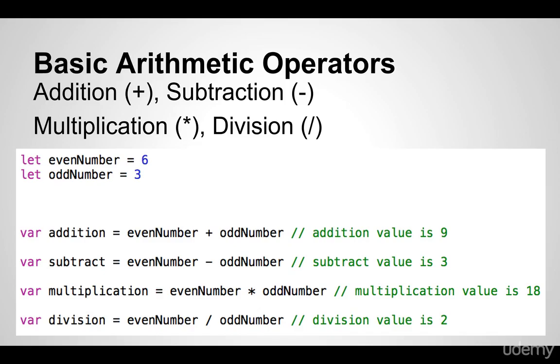Then subtract is now equal to the even number minus the odd number. So the minus sign, 6 minus 3, gives a value of 3. So subtract receives the value 3. Then var multiplication is equal to the even number times the odd number. So it's 6 times 3, 18. Multiplication stores the value 18. Now var division is equal to the even number divided by the odd number. So as you can see, 6 divided by 3, the value is 2. So division receives the value 2.